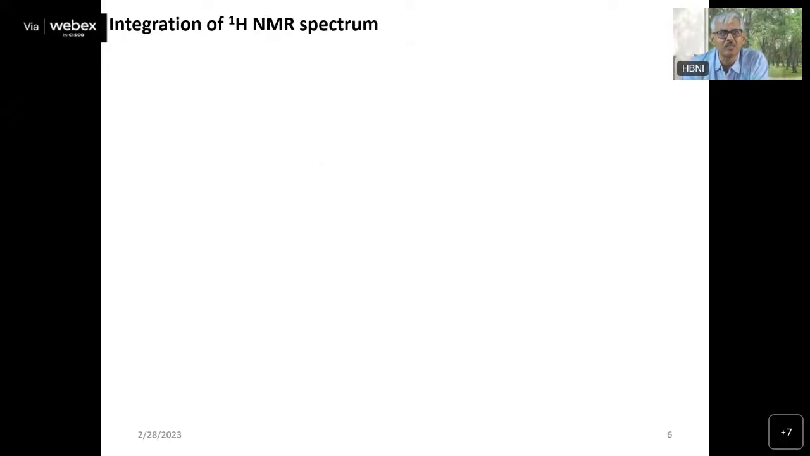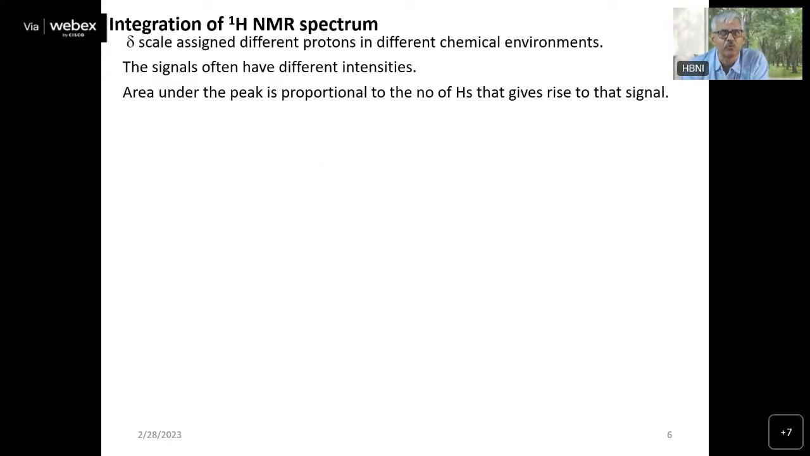Now, another important thing in the proton NMR spectrum is that we have seen that the delta scale assigns the different protons in different chemical environments. But we have also seen that signals have different intensities. The area under the peak is proportional to the number of hydrogens that give rise to that signal. Sometimes from the intensity you cannot tell how many protons are there. Rather, it is the area under the peak which tells about the number of hydrogens present in that signal.